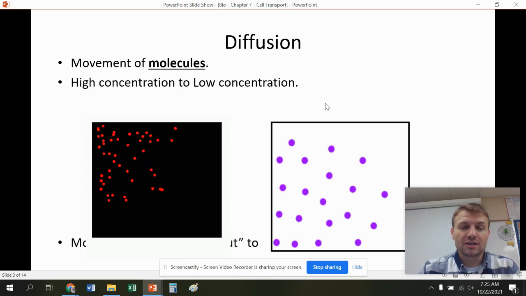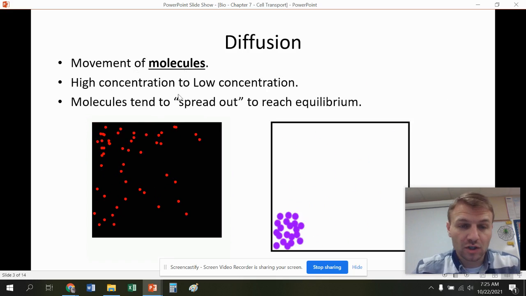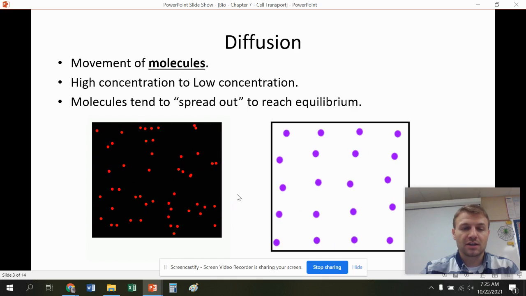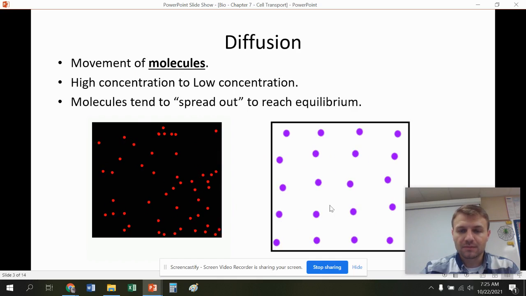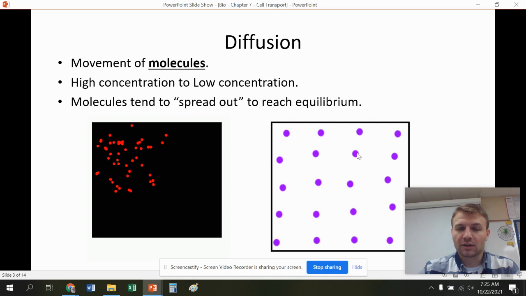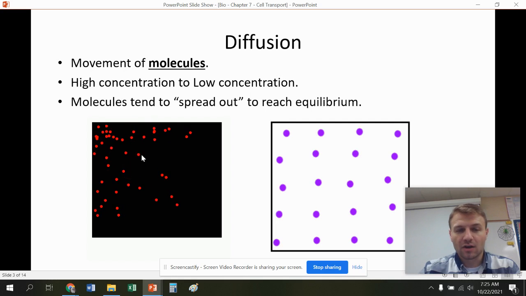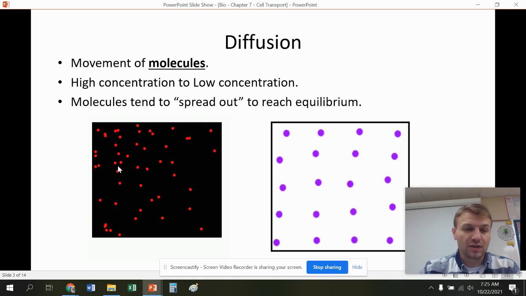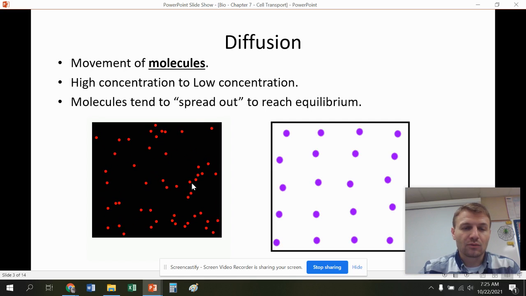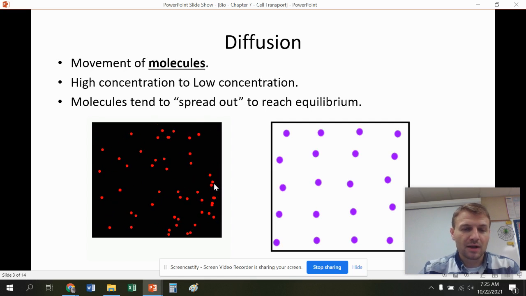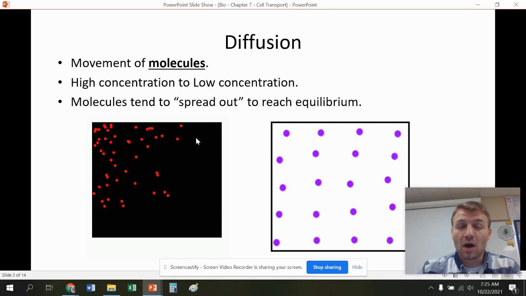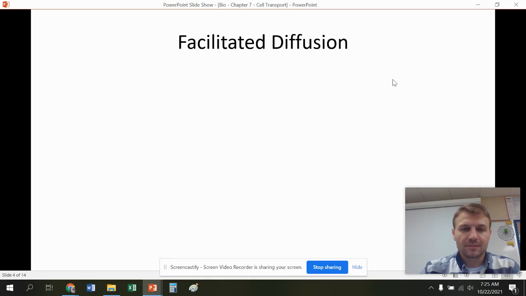Diffusion is the movement of specifically molecules. You can see here we were going from high concentrations to low concentrations in these two animations. This one's going to end here at equilibrium, where they're evenly spaced out. Over here we had a high concentration of these red dots. They're going to move and even out and reach equilibrium around now. But that is diffusion. We're looking at molecules specifically.